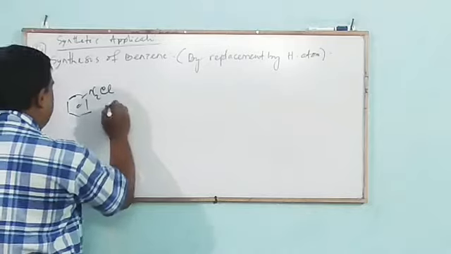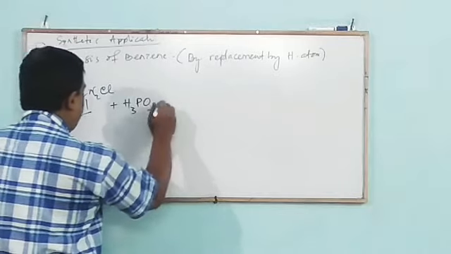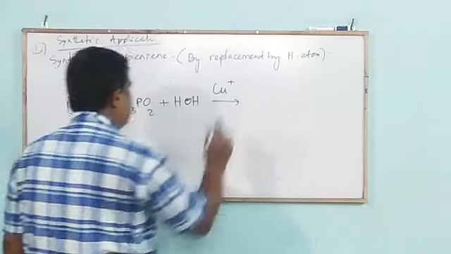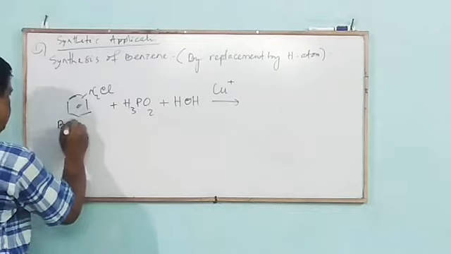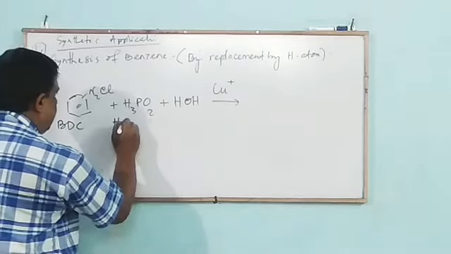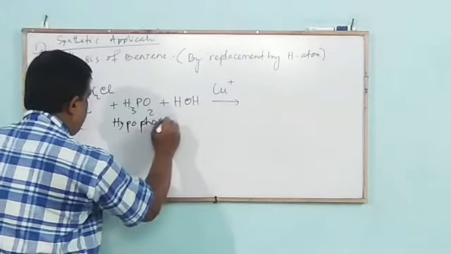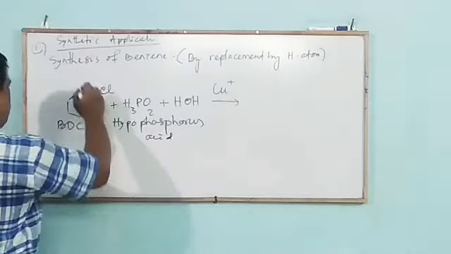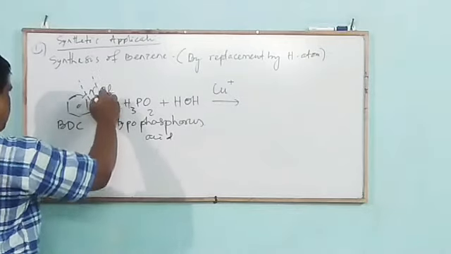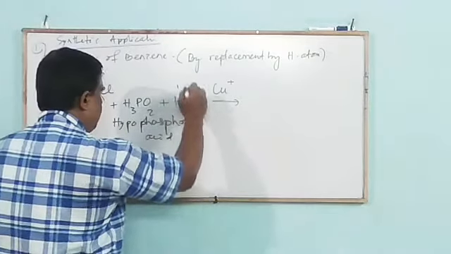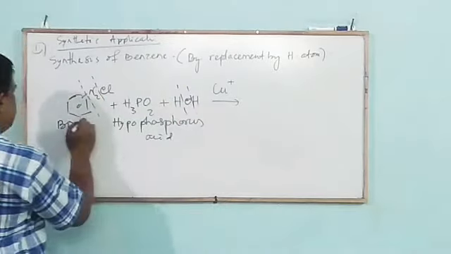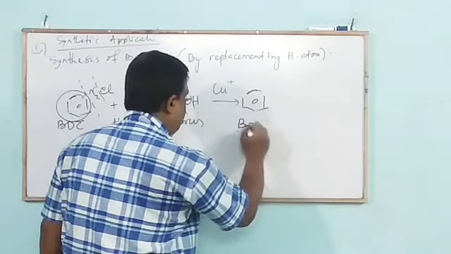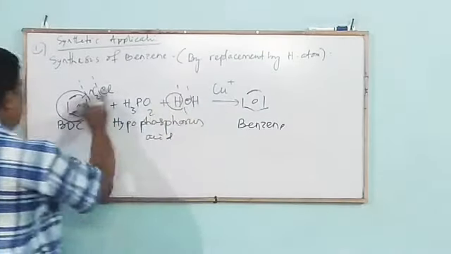When benzene diazonium chloride is treated with hypophosphorus acid in aqueous solution in the presence of a cuprous salt, mark that. What happened? This group is replaced; this bond breaks. It is C6H5 plus H, known as benzene. So this H replaces this group.